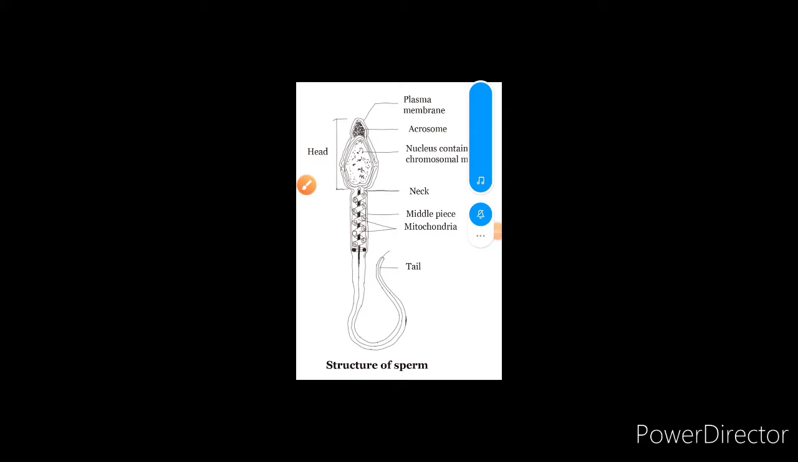This is the structure of sperm. The spermatid, which was formed in the spermatogenesis process, undergoes several changes in its structure, and it's now called a sperm. So what are the structures? You can see here that plasma membrane is given.